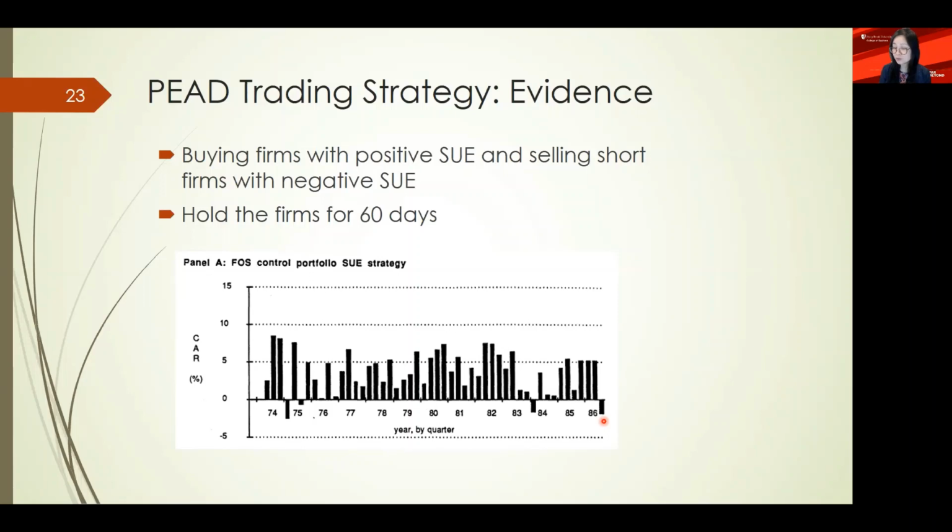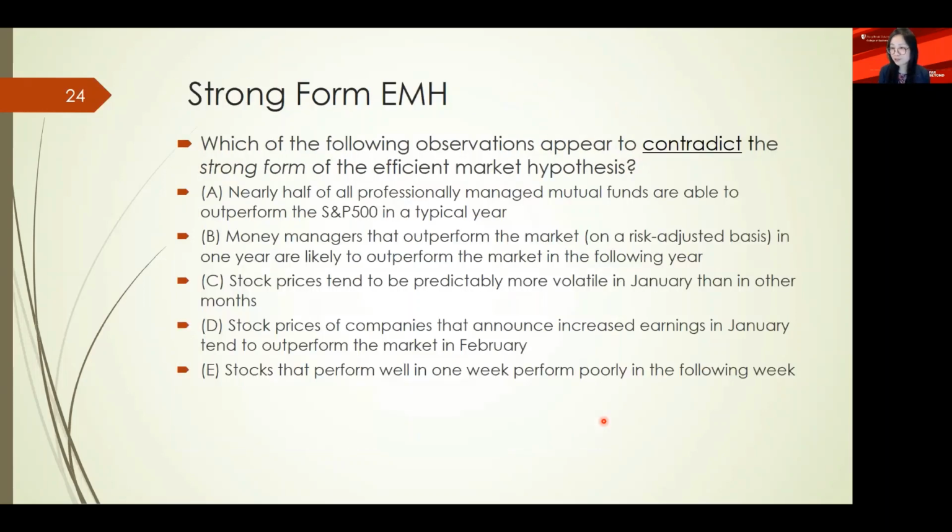So this concludes our presentation for the semi-strong form EMH tests. And the evidence I present here, the small size effect, value effect, and post-earnings announcement drift, are all against or contradictory to the semi-strong form EMH. Okay. The last set of tests is the strong form EMH test, right?